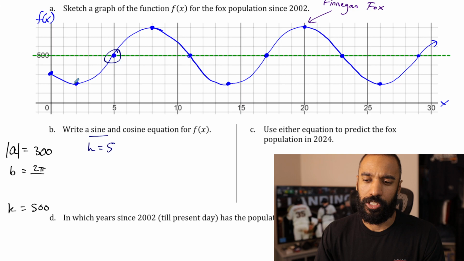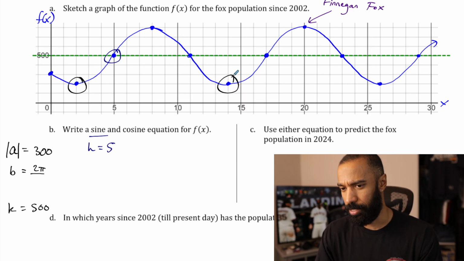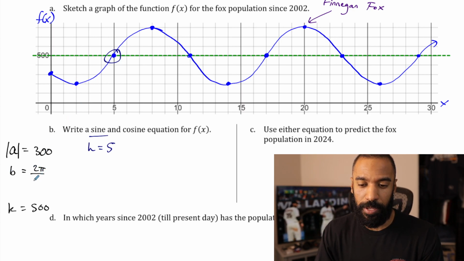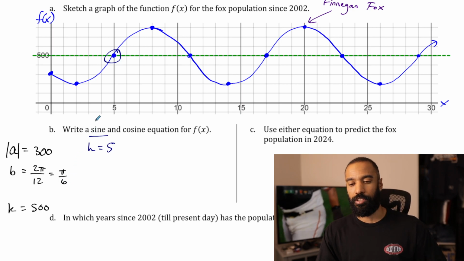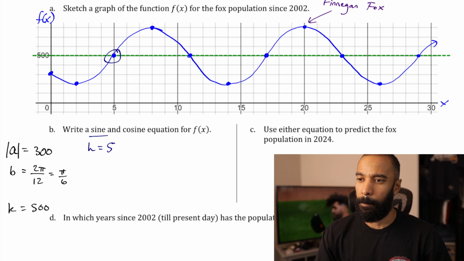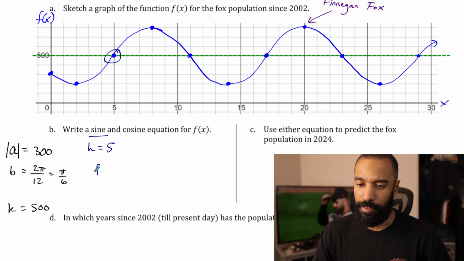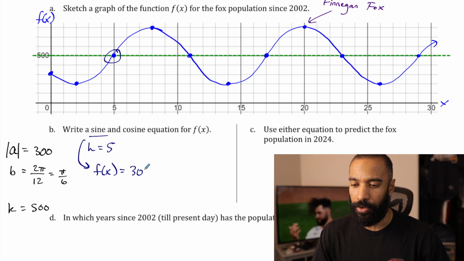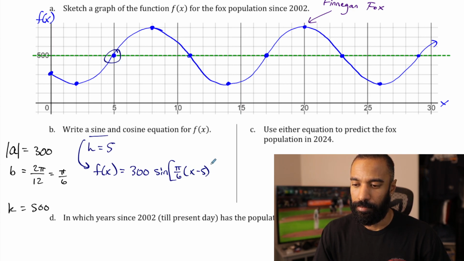How long does it take to go from year 2 to year 14? That's 12 years. So we are going to be dividing 2 pi over p, 2 pi over 12, which is pi over 6. Pi over 6 is the frequency, not the period, but that is the part that goes into your equation. So the sine equation should look like f of x equals 300, it is a positive 300, times the sine of pi over 6 times the quantity x minus 5, plus 500.